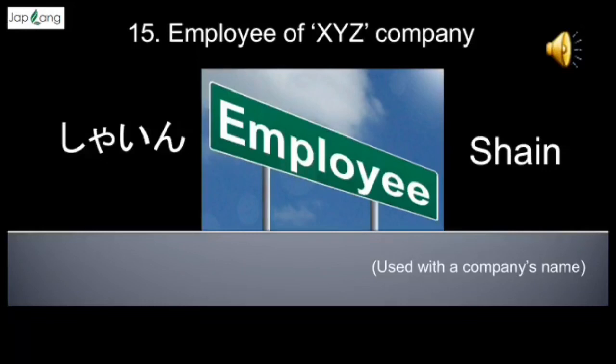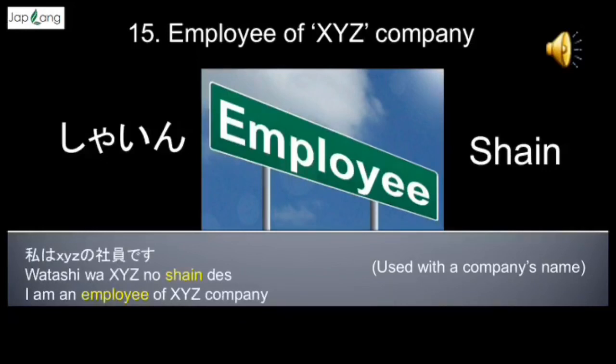So example would be I'm an employee of XYZ company, so it will be watashi wa XYZ no shain desu. Or you can take any company and say no shain desu. For example, if you're an employee of Infosys or Coca-Cola, you can say watashi wa Infosys no shain desu or watashi wa L&T no shain desu. Okay, so depending on the company, right? So shain will sound something like this in Japanese.